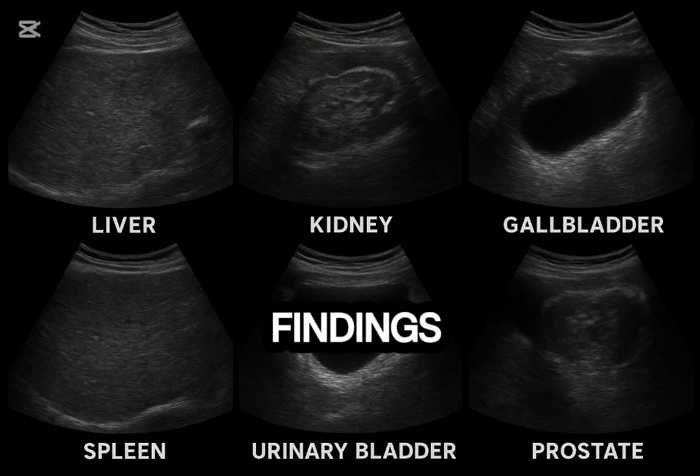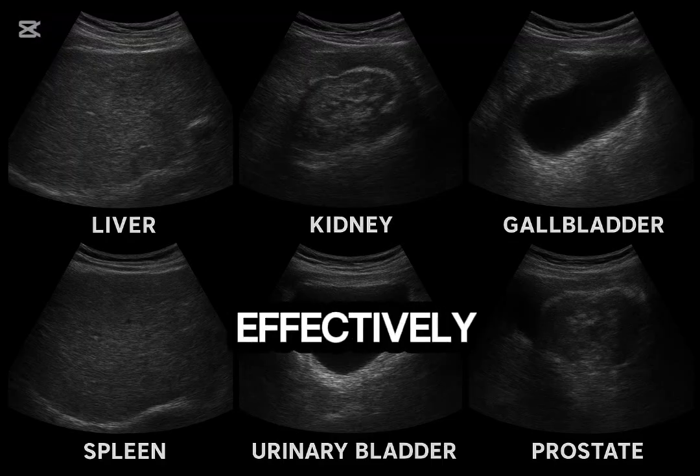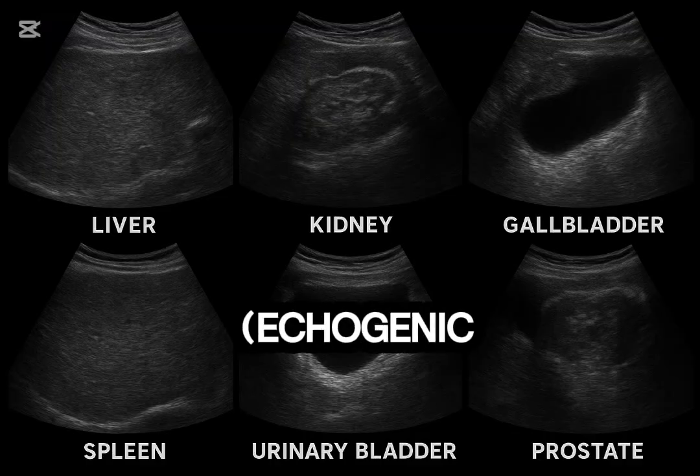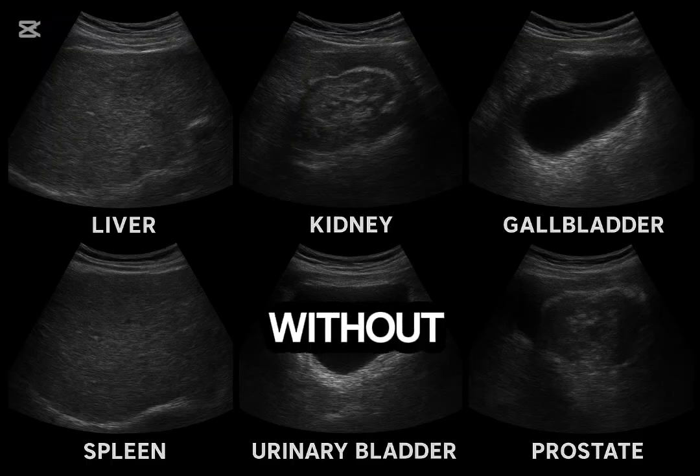Gallbladder ultrasound findings. Located beneath the liver, the gallbladder appears as a pear-shaped anechoic structure with thin echogenic walls. Its normal wall thickness is less than 3 millimeters. Ultrasound effectively detects gallstones, echogenic foci with posterior acoustic shadowing, and gallbladder sludge, low-level echoes without shadowing.